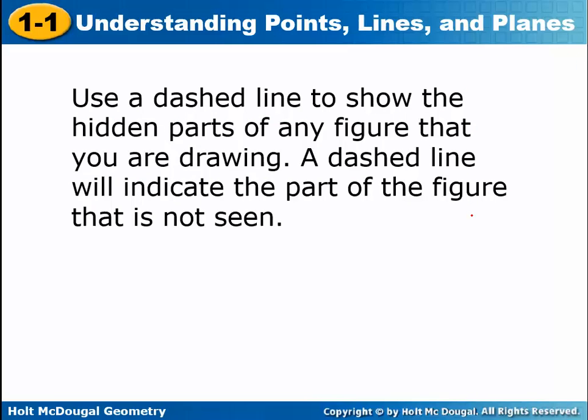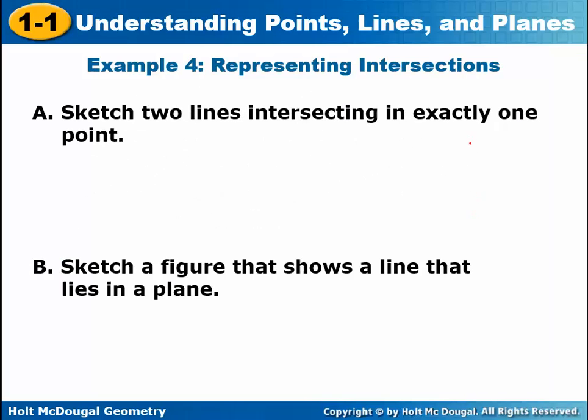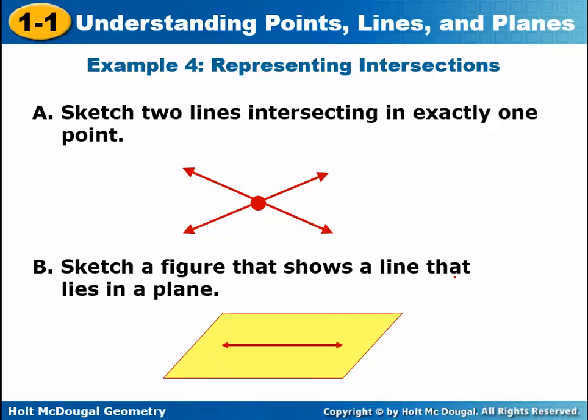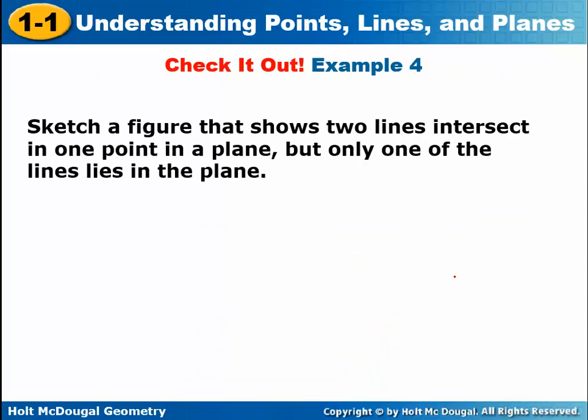It says here that you can use a dashed line to show the part of the figure that is kind of invisible. Sketch 2 lines intersecting exactly 1 point. That's easy to do. Sketch a figure that shows a line that lies in a plane. That's all you have to do. Sketch a figure that shows 2 lines intersect in 1 point in a plane, but only one of the lines lies in the plane.